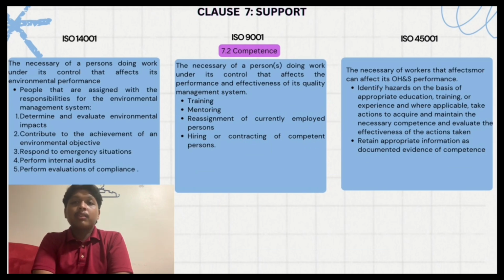For the next subclause, which is competence, ISO 14001 focuses on the necessary competence of persons doing work under its control that affects its environmental performance. For ISO 9001, the necessary competence of persons doing work under its control that affects the performance and effectiveness of its quality management system. And for ISO 45001, the necessary competence of workers that can affect its OSH performance.